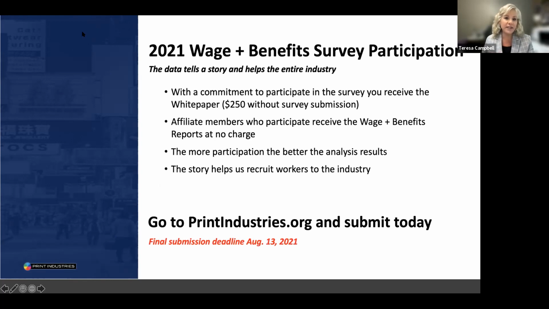Of course, we said we have to have data to measure to be able to guide our industry. And the wage and benefit survey participation is a key to doing that. The data tells a story and it helps our entire industry. And it is completely protected from any exposure of any particular member or any particular region. There's been a lot of effort put into generalizing all of those reports so that it can't be skewed or expose any one or another as far as details go.